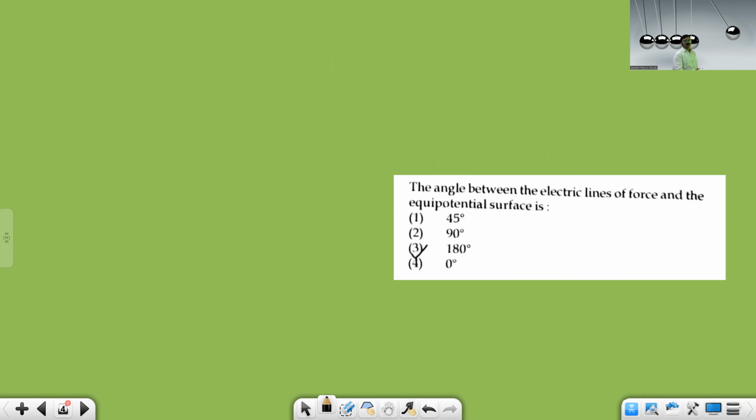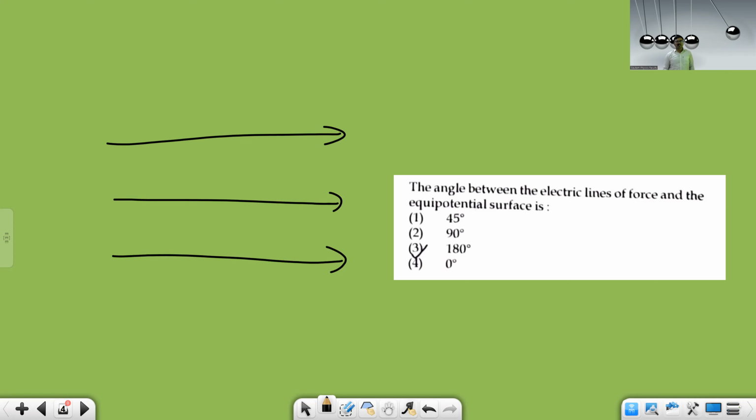Next. This is a very simple, straight question from electric potential and capacitance. If you observe, the electric field lines are always directed in the direction of decreasing potential. These are the field lines, and if you observe the equipotential surface, the electric field lines are in the direction of always decreasing potential. The potential goes on decreasing in the direction of the electric field.